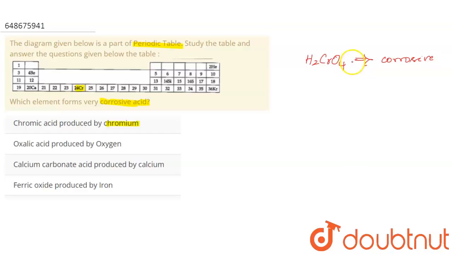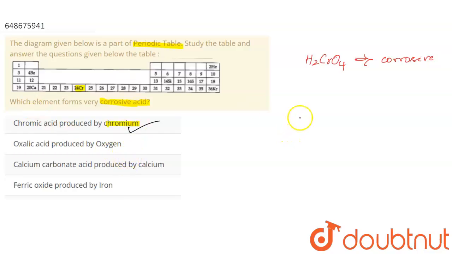Not only if it comes in direct contact, but also if we smell even the vapors of the chromic acid, it will cause severe damage to our nose, throat, etc. So that much it is very corrosive. So the chromic acid produced by chromium is a corrosive acid. So this is the answer. Now let us check the other options also.